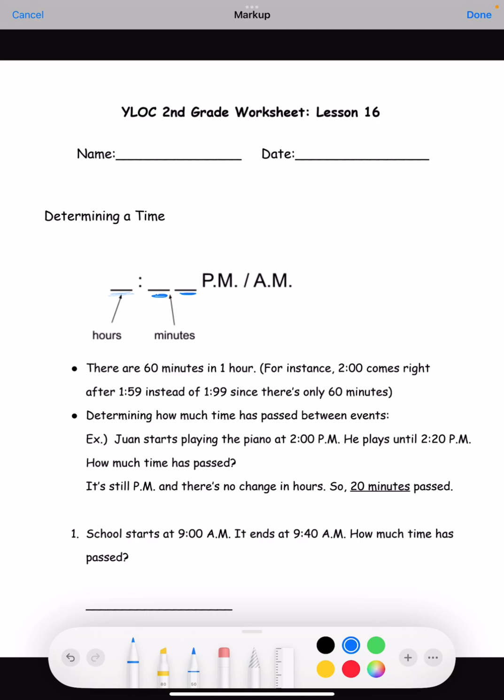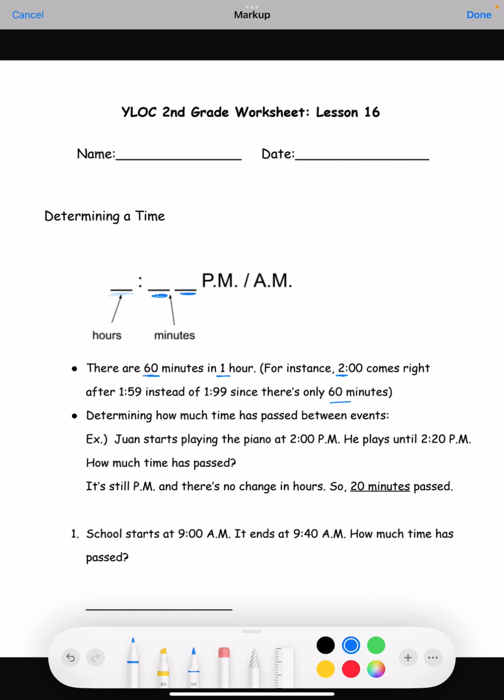So let's read this. There are 60 minutes in 1 hour. For instance, 2 o'clock comes right after 1:59 instead of 1:99 since there's only 60 minutes. So you don't read time by like 70s. You don't say it's 1 hour and 70 something. It only goes till 60 and it restarts with the new hour number.